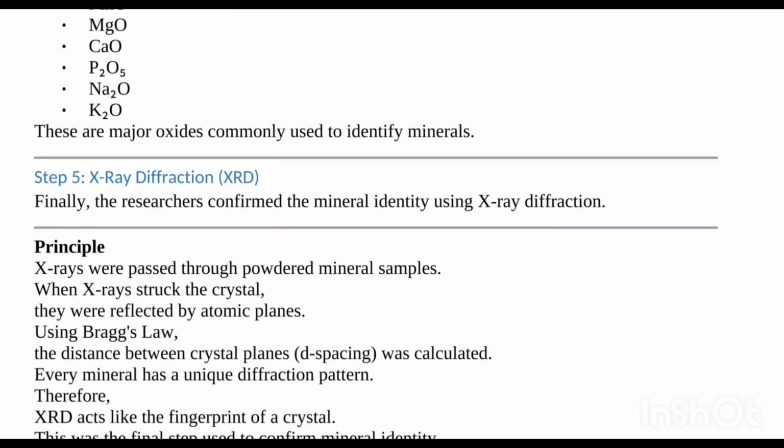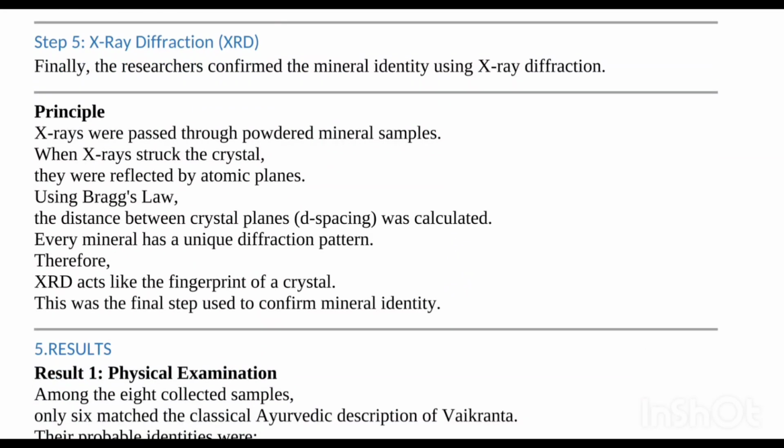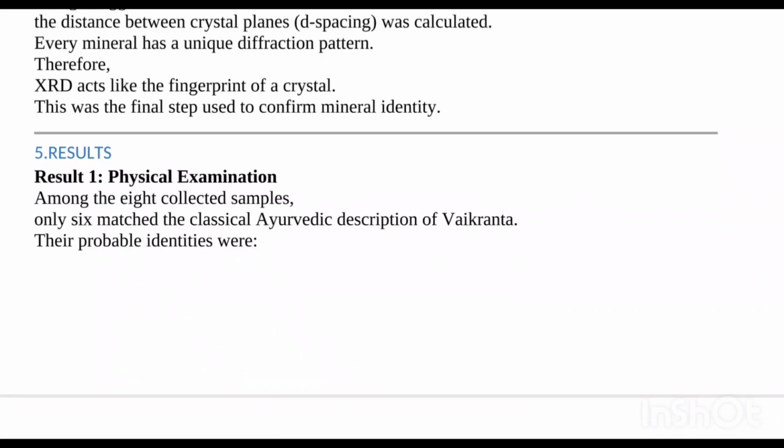Now step 5 is XRD. Finally, the researchers confirmed the mineral identity using X-ray diffraction. The principle: X-rays were passed through powdered mineral samples. When X-rays struck the crystal, they were reflected by atomic planes. Using Bragg's law, the distance between crystal planes was calculated. Every mineral has a unique diffraction pattern. Therefore, XRD acts like a fingerprint of a crystal. This was the final step used to confirm mineral identity.